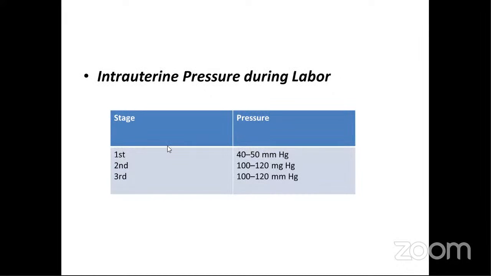Next, the different phases of labor, the first, second, and third stage, as we discussed, will have different average uterine pressures. In the first stage, it is between 40 to 50 mmHg, and it is maximum at second stage and third stage, that is it extends up to 100 to 120 mm Hg in both these phases. As you all should know, a lot of pressure is needed to deliver the fetus during the second stage as well as the placenta, and therefore the pressure will be very high.